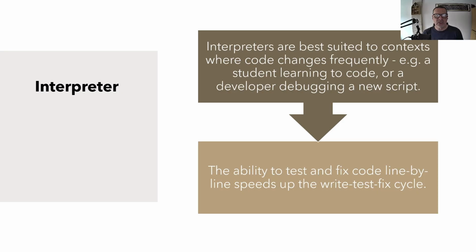So where would you use interpreters? Use them where code changes frequently. For example, students learning to code are going to be making quite a few mistakes and need to change the code and run it again, change it, run again, and so on. If you're debugging new scripts, so brand new code, you can use this, because the ability to test and fix code line by line speeds up that write, test, fix cycle that you go around quite often in the early stages of developing software.